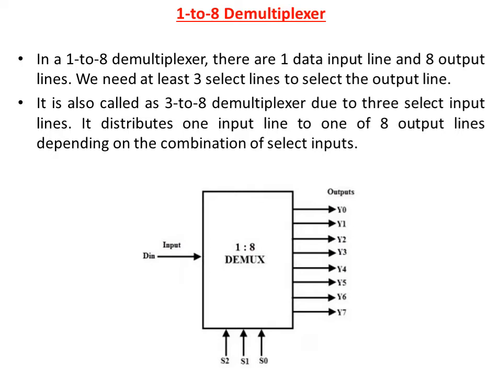1 to 8 demultiplexer. In a 1 to 8 demultiplexer, there is one data input line and 8 output lines. So 2 power 3 is equal to 8, so 3 selection lines are required to design the demultiplexer. It distributes one input line to one of 8 output lines depending on the combination of selection inputs. The 8 outputs are Y0 to Y7, the 3 selection lines are S0, S1, S2 and the data input is DIN. This is the block diagram representation for 1 to 8 demultiplexer.